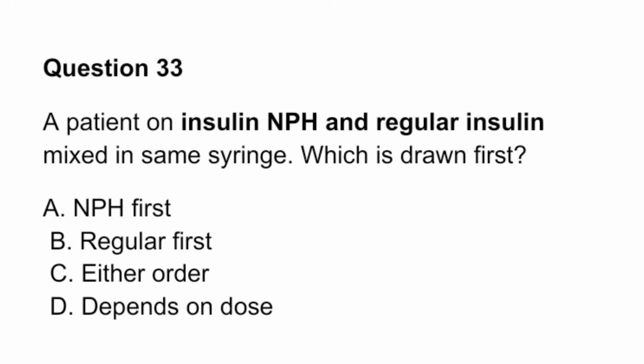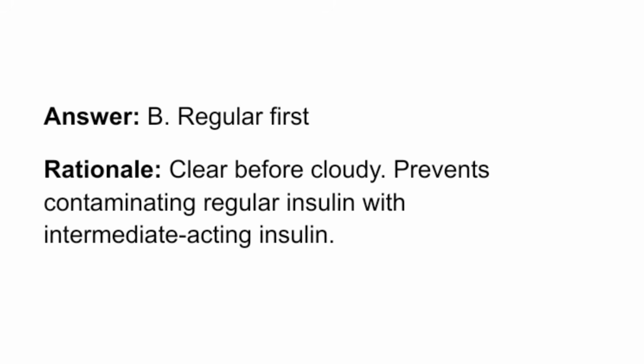Question 33. A patient on insulin NPH and regular insulin mixed in same syringe. Which is drawn first? A. NPH first. B. Regular first. C. Either order. D. Depends on dose. Answer: B. Regular first. Rationale: clear before cloudy. Prevents contaminating regular insulin with intermediate-acting insulin.